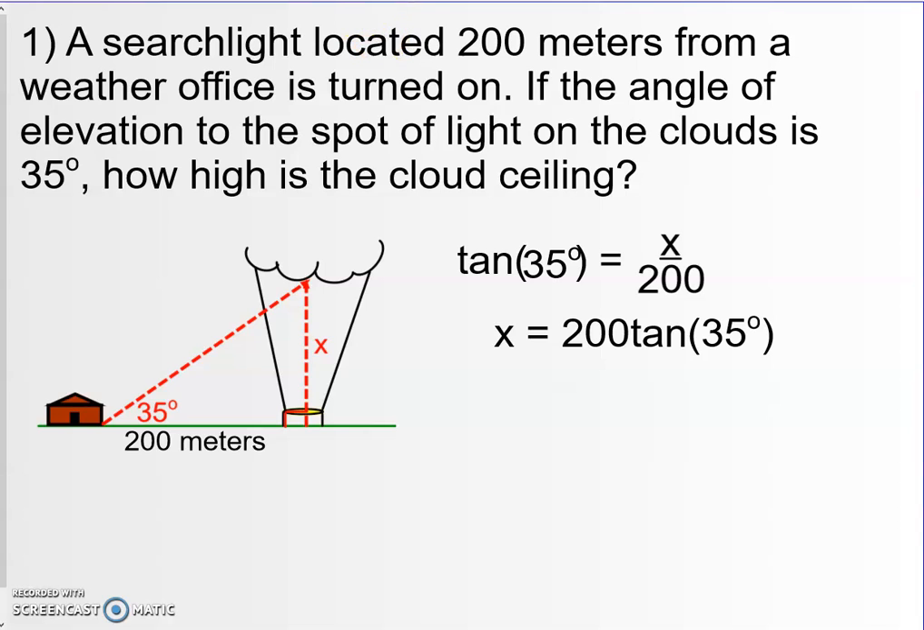Now, you all work this at different rates, but if we're trying to get x by itself, you multiply both sides by 200, and we get x equals 200 times the tangent of 35 degrees. And then the final thing is we put that in our calculator, making sure you're in degrees mode, and there's your answer, 140.042 meters.